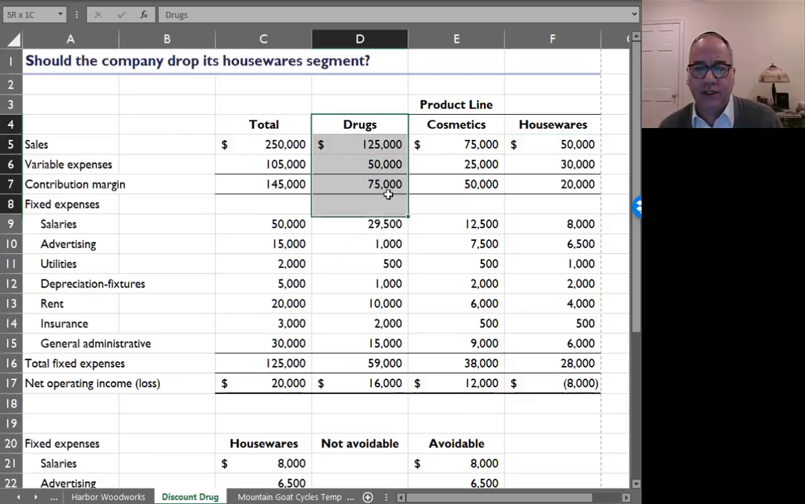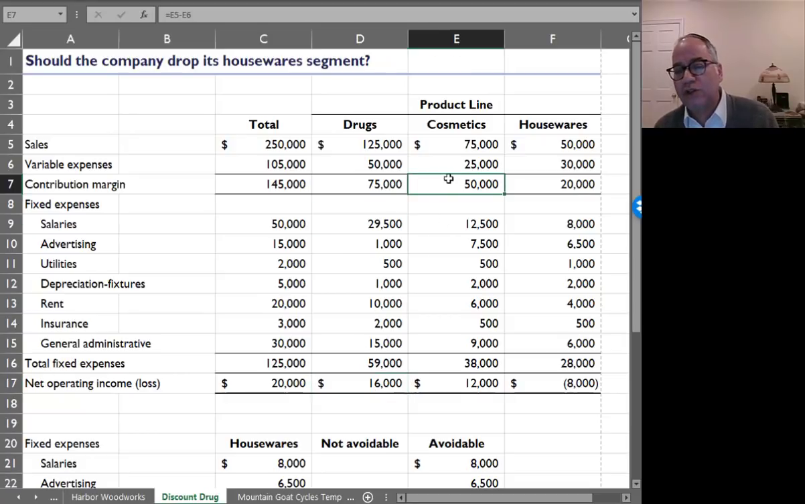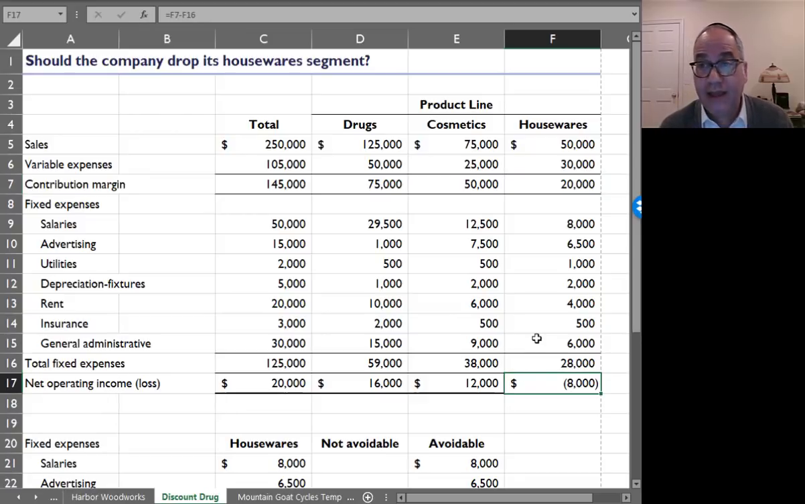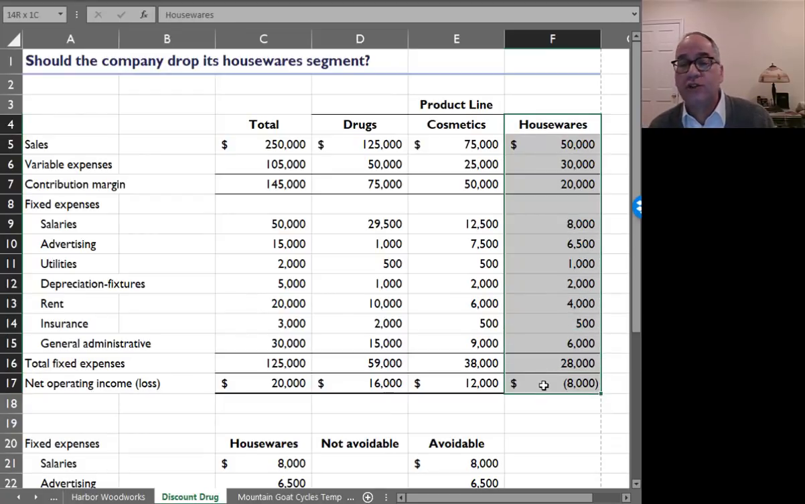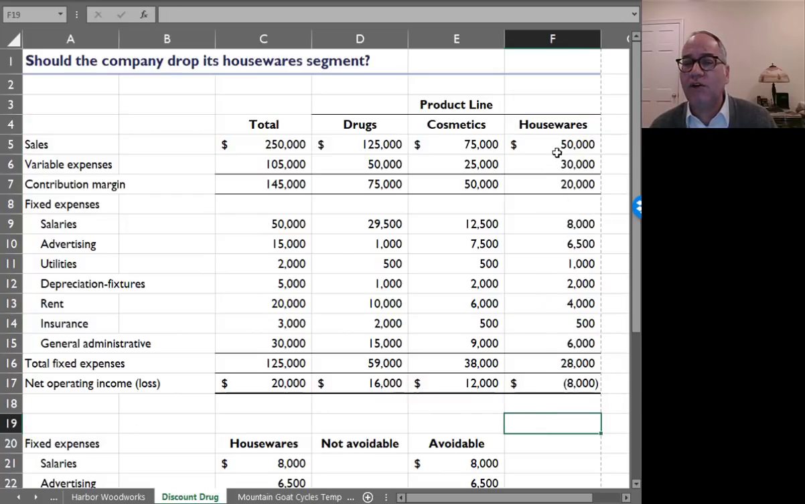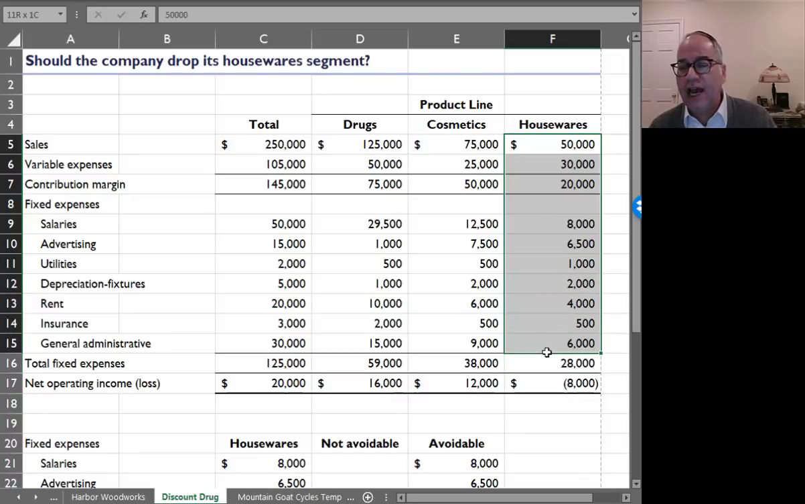As you can see, drugs has a contribution margin of $75,000 and income of $16,000. Cosmetics has a contribution margin of $50,000 and net operating income of $12,000. Housewares has a contribution margin of $20,000 and a net operating loss of $8,000. So the question is, if they're losing money in housewares, should they keep this line or should they drop it? What we need to do is go through all of these expenses very carefully and determine which expenses are avoidable and which ones are not avoidable.